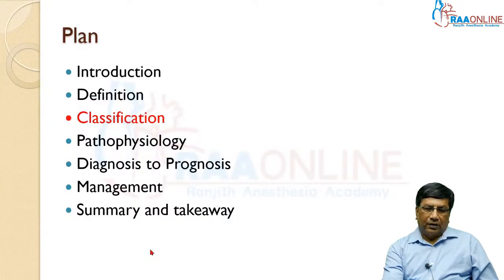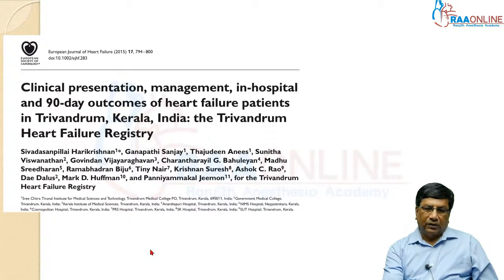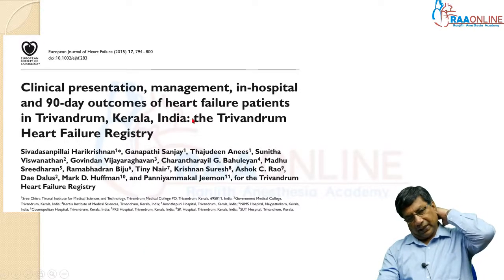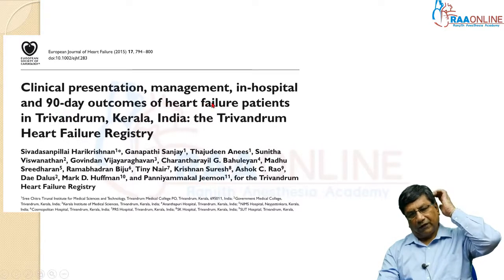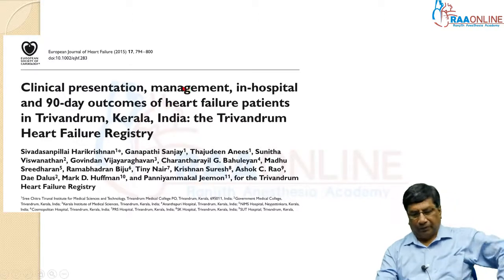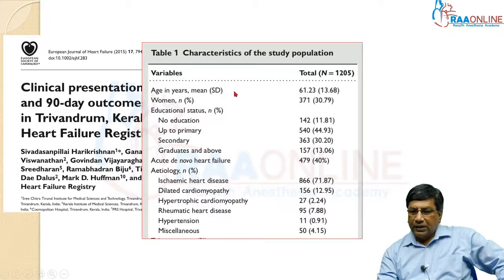To give you some classification, I told you about the Indian scenario. This is a huge registry from Trivandrum, Kerala, the Trivandrum Heart Failure Registry. What are the 90-day outcomes of heart failure patients who are getting discharged from the hospital? As you can see, the mean age of heart failure is likely to be 61, and a third are women, and the acute onset first heart failure is 40%.